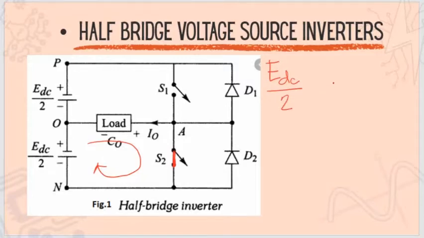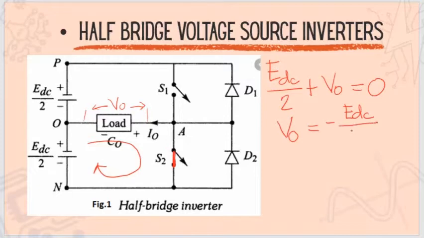Then entering into the negative of the output voltage. So plus the output here, that is your V output, equal to 0. So our output voltage will be equal to negative of VDC over 2.